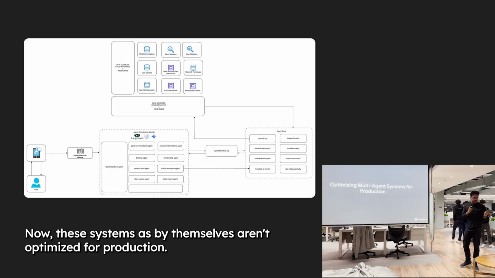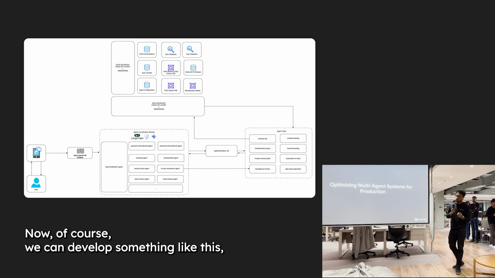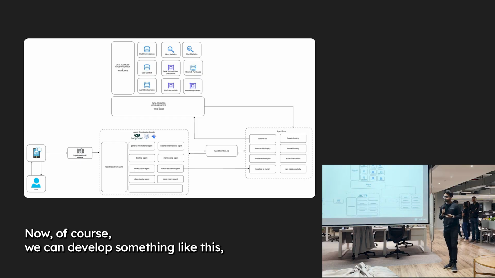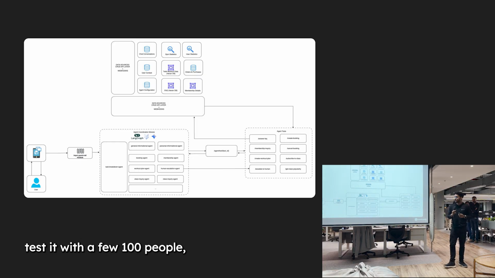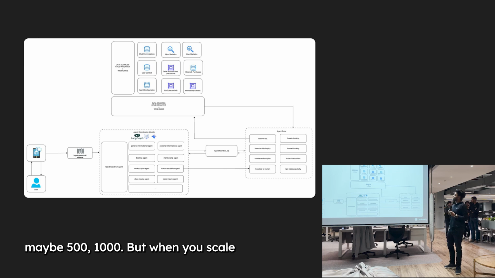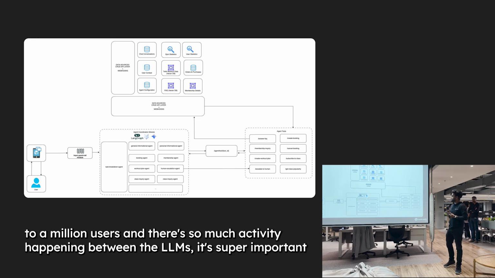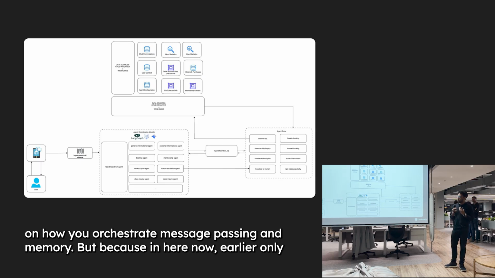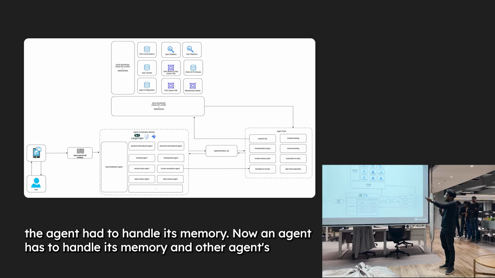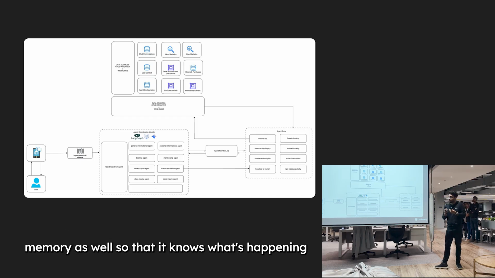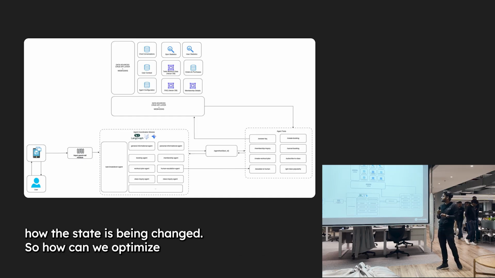Now, these systems by themselves aren't optimized for production. Of course, we can develop something like this, test it with a few friends, test it with a few hundred people, maybe 500, 1000. But when you scale to 1,000,000 users and there is so much activity happening between the LLMs, it's super important how you orchestrate message passing and memory. Earlier, only the agent had to handle its memory. Now, an agent has to handle its memory and other agents' memory as well, so that it knows what's happening and how the state is being changed.